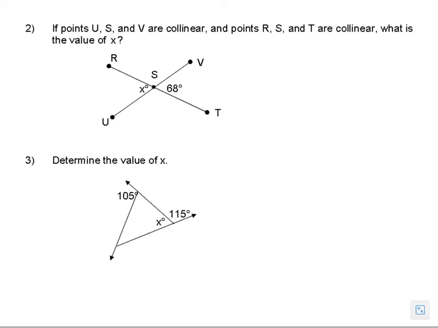Number 2, points U, S, and V are collinear. Points R, S, and T are collinear. What is the value of X? Collinear means they form a straight line, so this is a line here. This is a line here. So those form vertical angles here and here. I know vertical angles are congruent, so X equals 68.